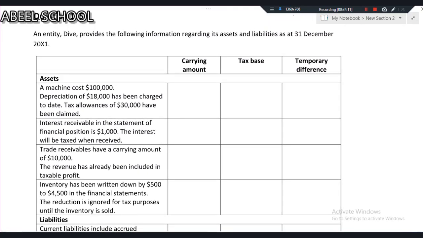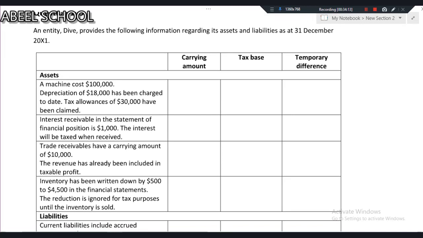Let us just apply the knowledge which we just tried to get. We need to calculate carrying amount, tax base and temporary difference. A machine costing 1 lakh, depreciation of 18,000 has been charged to date, tax depreciation is 30. Now listen. 1 lakh minus 18 gives you the carrying amount of 82,000. 1 lakh minus 30 gives you the tax base of 70.